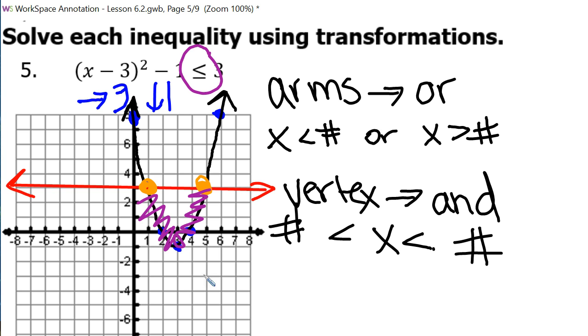Now look at your points of intersection. For the left point, what is the x value for the left point of intersection? 1. So the lower boundary is 1. Looking at the right point of intersection, what is the x value there? 5. So 5 would be the upper boundary. So if you shaded the vertex, it's going to be an and inequality. And use your two endpoints for the values for the lower and upper boundaries.